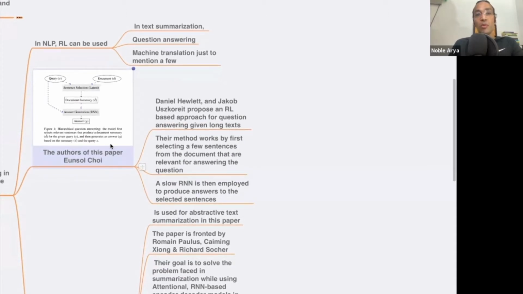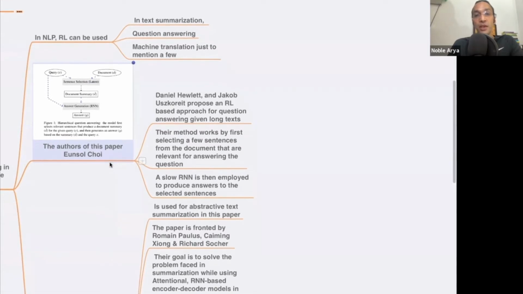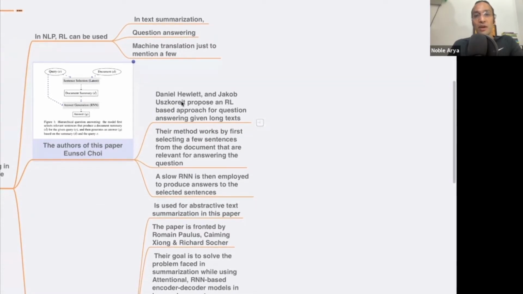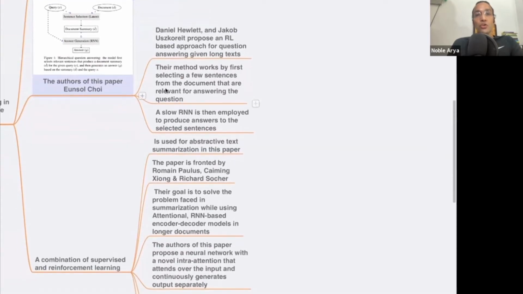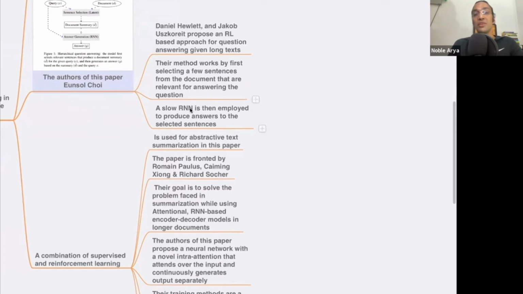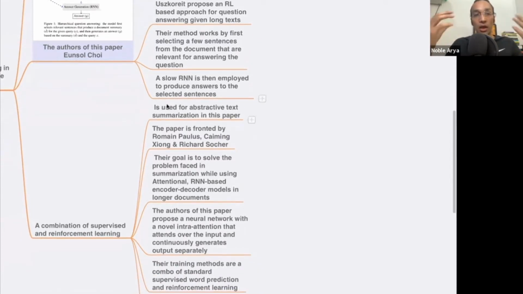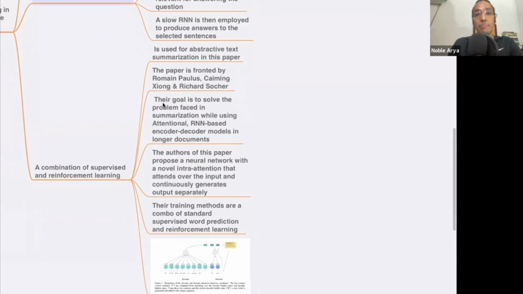This is the model for NLP, how you can use an NLP model, and this is the research done by a couple of scientists. Their method works by first selecting a few sentences from the document that are relevant for answering questions. So it is a detailed summary of how you can use reinforcement learning for text messaging.